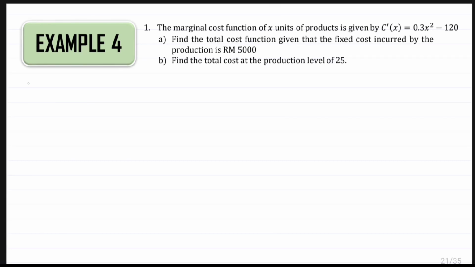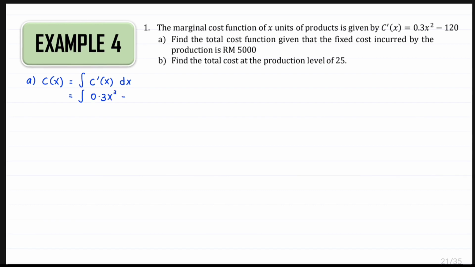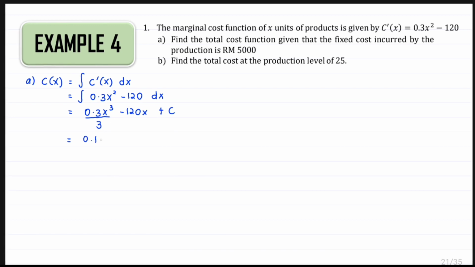Question A, we want to find cost function C(x). C(x) is integration of C'(x) dx. We already have C', so we put C'(x) is 0.3x squared minus 120 dx. Then we integrate, we get 0.3x cubed over 3 minus 120x plus C. We simplify, then we get 0.1x cubed minus 120x plus C.